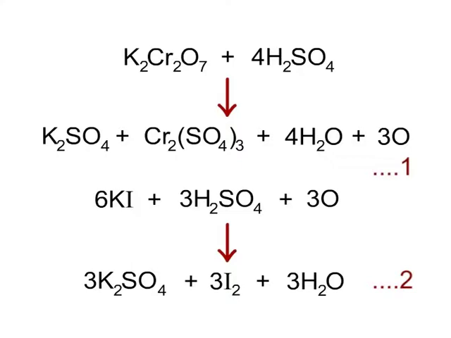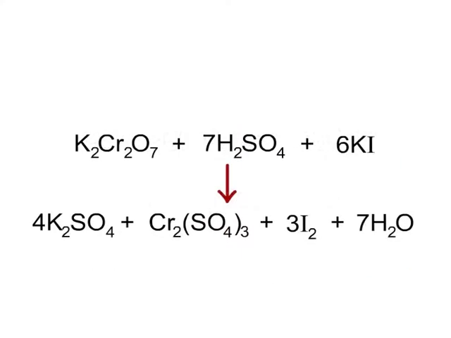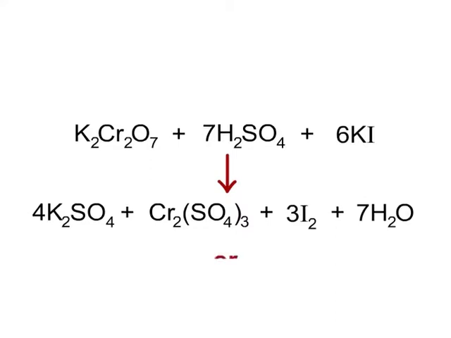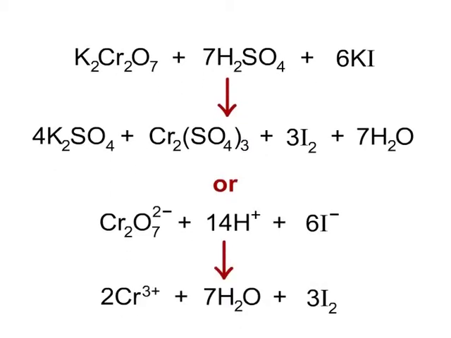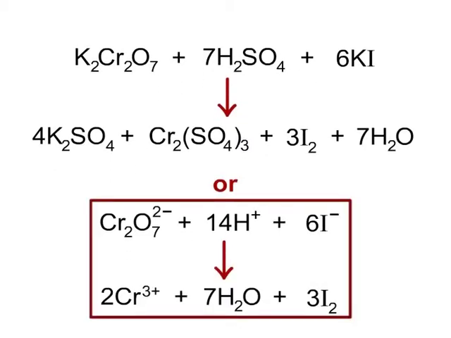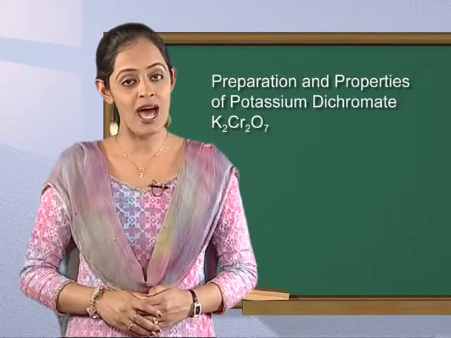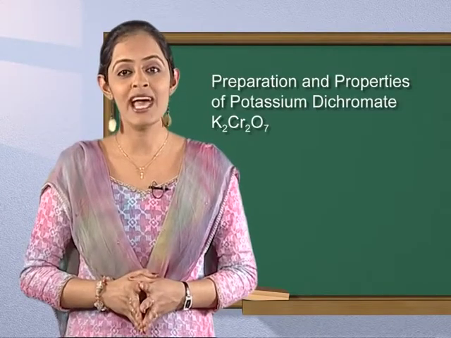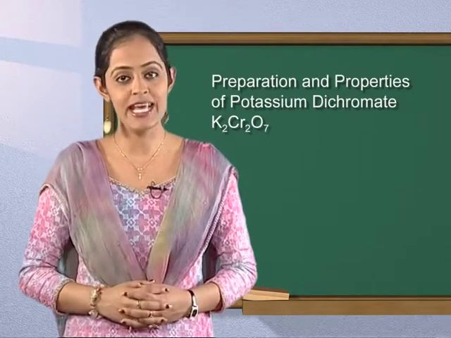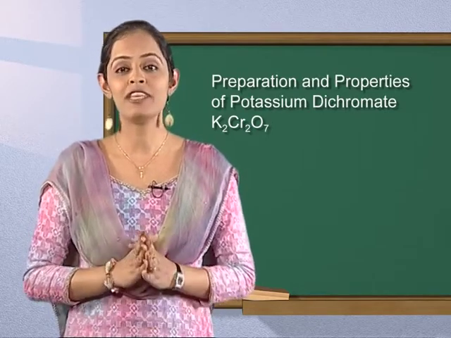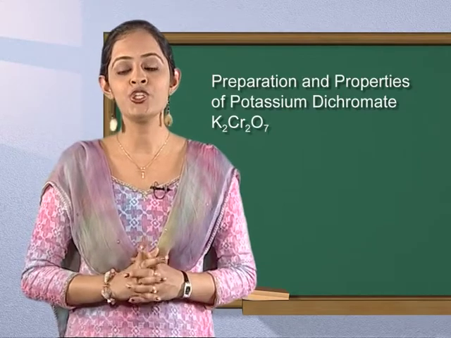Let us combine equations 1 and 2. We get the final equation as shown on the screen. We can also write the ionic equation as shown. Now, we are going to take the help of chromyl chloride test for the study of chemical property of potassium dichromate.